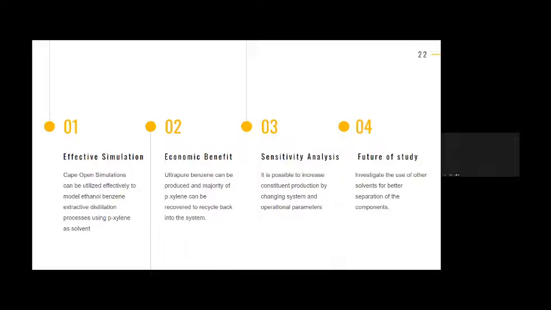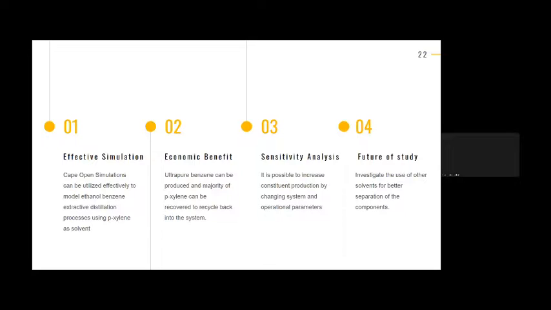What is the economic benefit out of this? As you saw in the curves and the results, ultra pure benzene can be produced using this method, and a majority of para-xylene can be recovered to recycle back into the system. Using the sensitivity analysis, we can also change a few of the parameters, so that the para-xylene mole fraction produced at the very end, which was 0.93, can also be increased. And of course, as I said, using sensitivity analysis, it is possible to increase the production by changing some of the operational parameters.